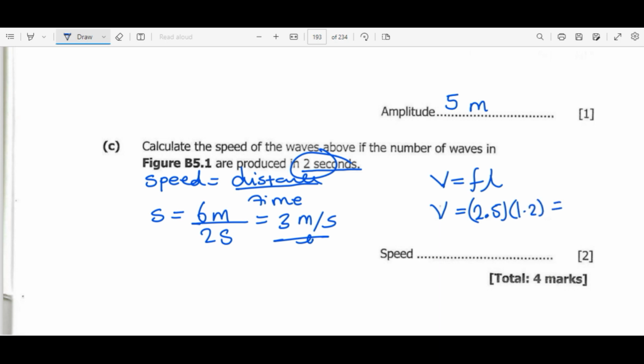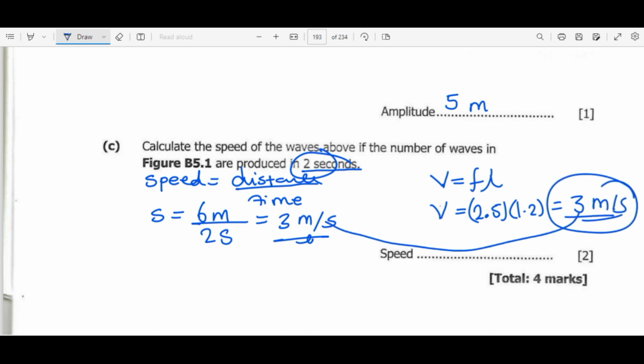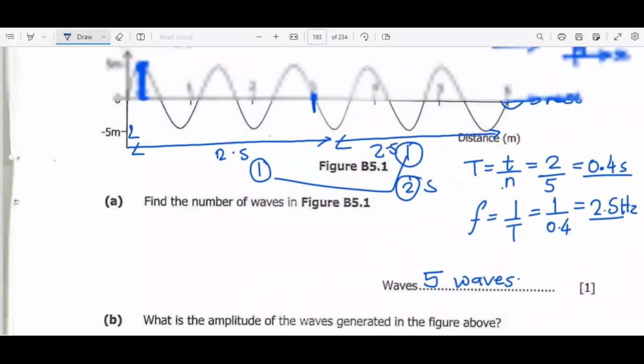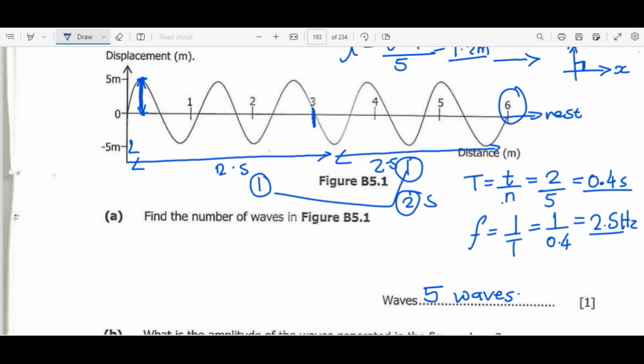Now we just have to do some math. 2.5 times 1.2, so I'm getting my final answer 3, which is the same as 3 meters per second. As you can see, we are getting the same answer. So if you have understood my concept, you can use any of these concepts.